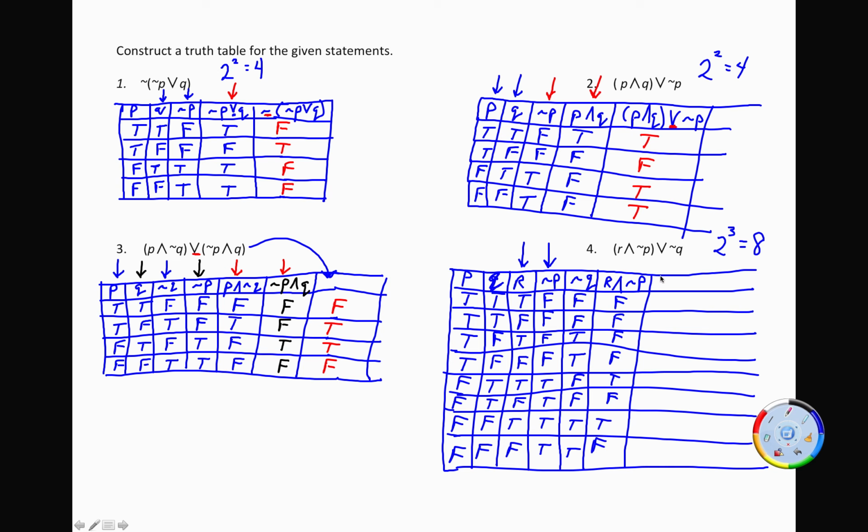Now my last column should encompass my entire statement. And I'm looking at this column and judging it with not Q, based on or. As long as one of them's true, the entire statement's true. Both false, both false. Oh, one is true, one is true, one is true, both false, one is true, one is true.